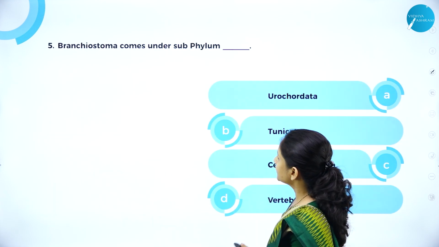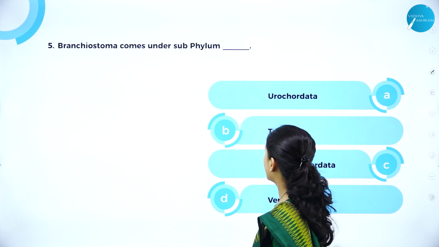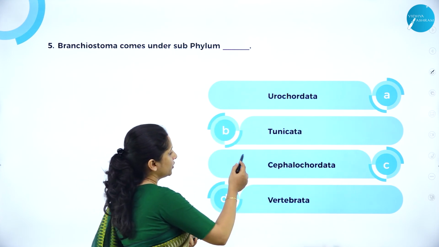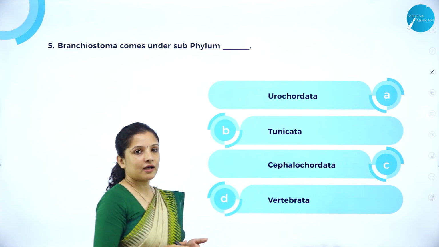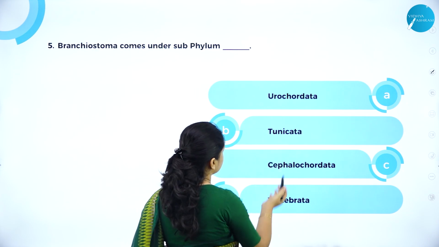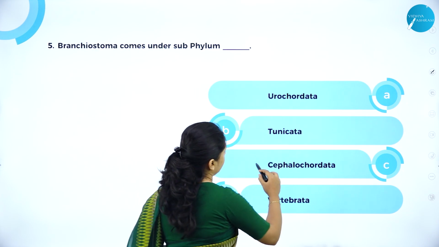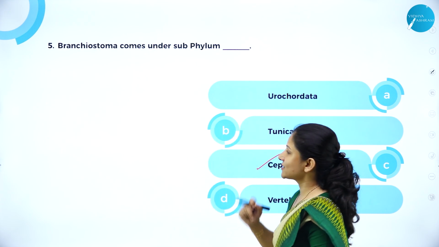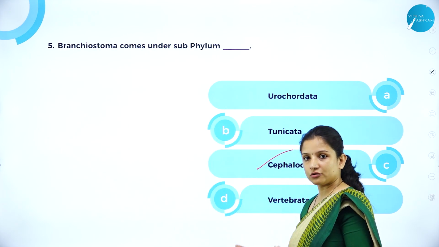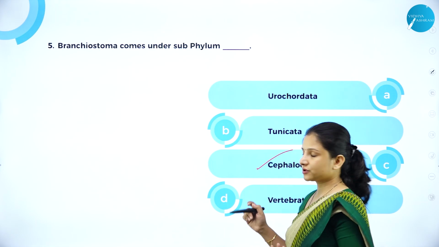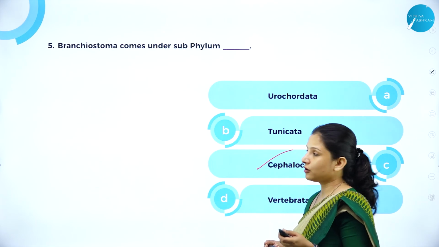Next, branchiostoma comes under which subphylum? Is it urochordata? No. Tunicata is also called urochordata only, no. It is cephalochordata. Branchiostoma is also called lancelet, or amphioxus, and the question can be asked using those names. So it comes under cephalochordata.